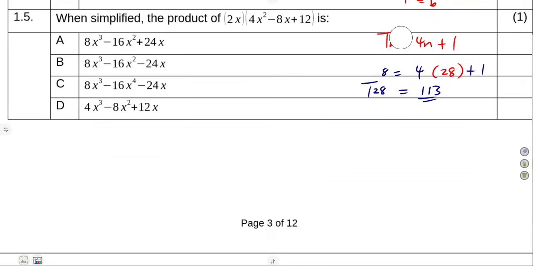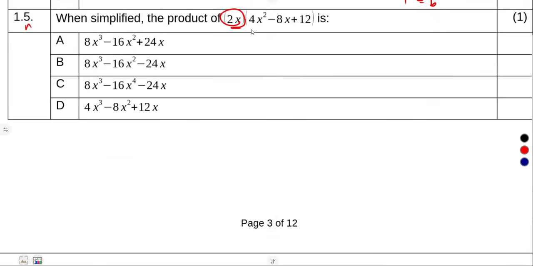All right, let us consider 1.5. When simplified, what is the product of this? Simply expand the second bracket by 2x. So that's 2x times 4x squared, which is going to give us 8x to the exponent of 3. You add 1 plus 2, that's a 3. 2 times negative 8, that's negative 16.